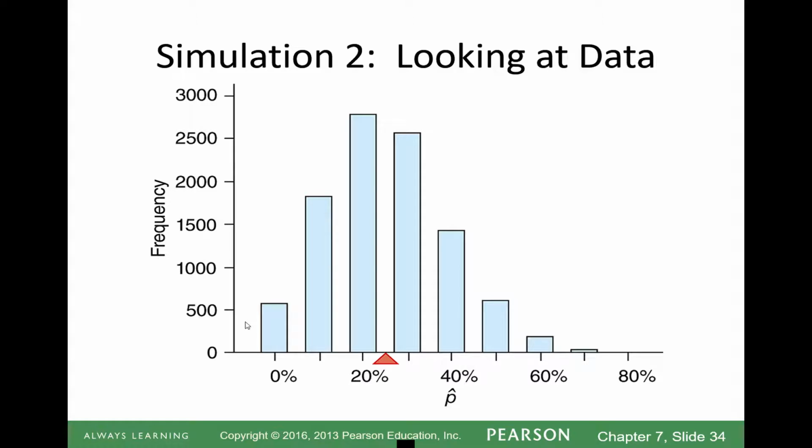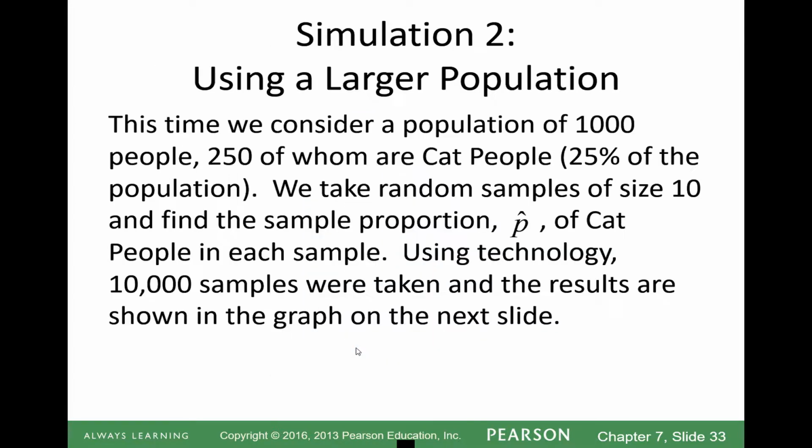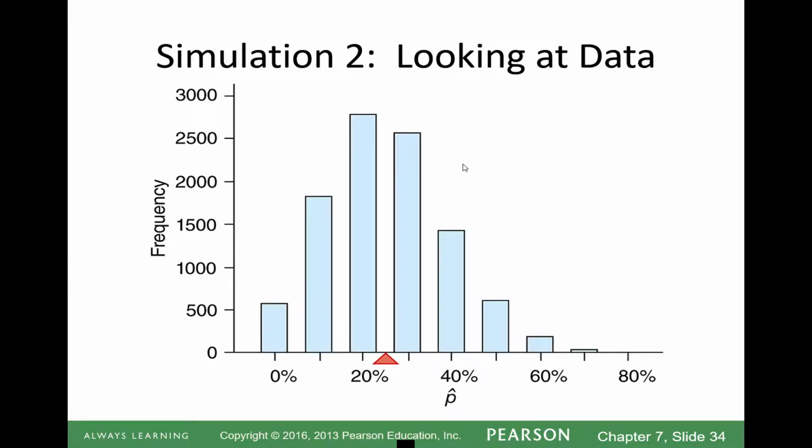They took 10,000 samples, looking at the data here. And notice it's somewhat spread out, and it's centered around 25%. We already know that there's going to be 25% cat people, and for the most part the samples will bear that out. You may have a few samples that were either too high or too low.